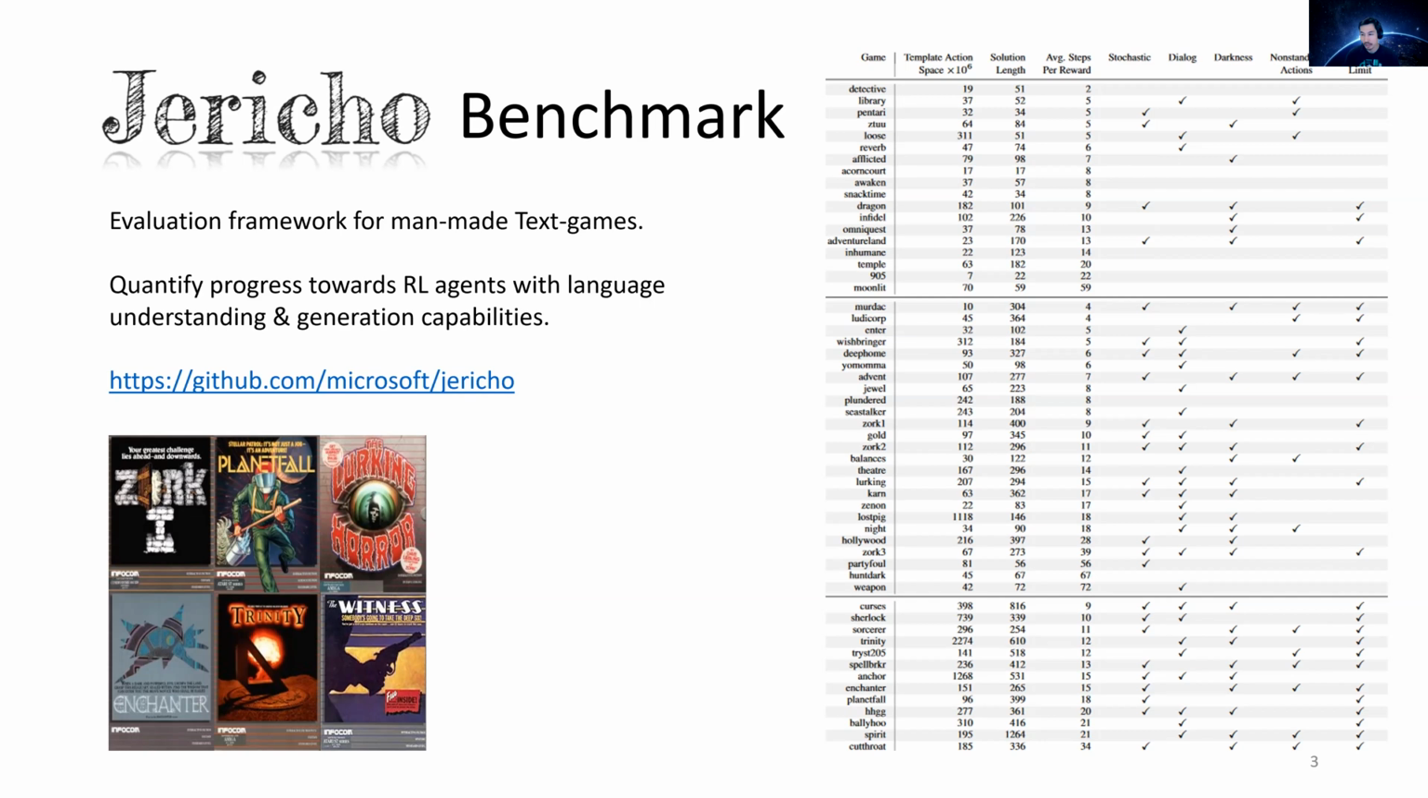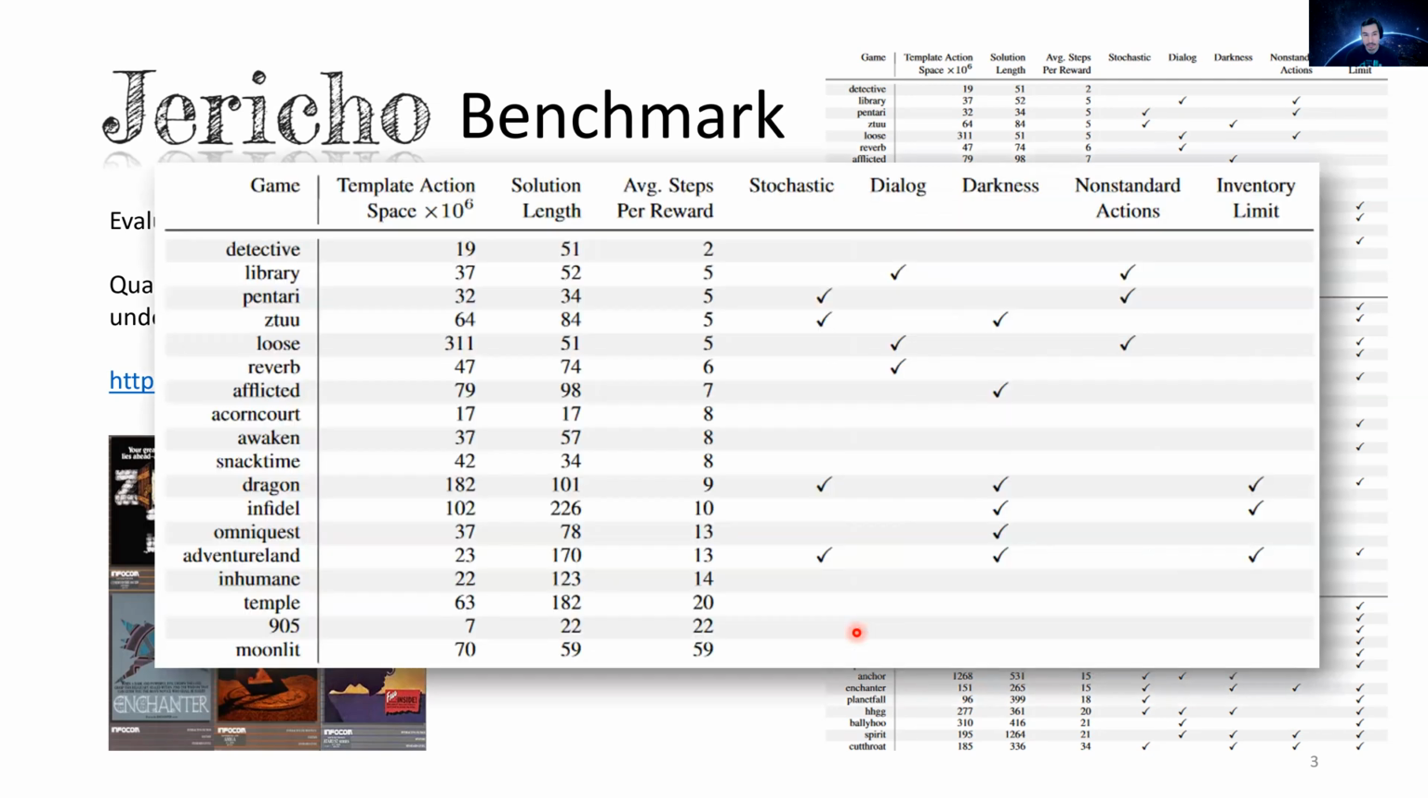We created a framework called Jericho, an open source evaluation framework focused on man-made text-based games. The goal of Jericho is to help the community understand the landscape of text-based games and to perform comparable and reproducible research towards reinforcement learning agents with language understanding capabilities. As a part of this, we've broken down the supported games in Jericho into different sets, which have easy, medium, and hard difficulty categories, and quantified some of the challenges that these types of games present.